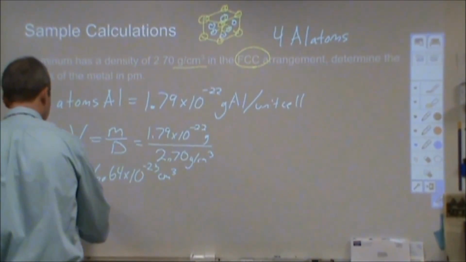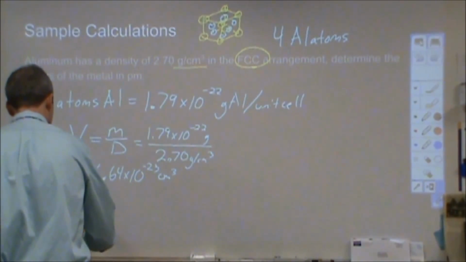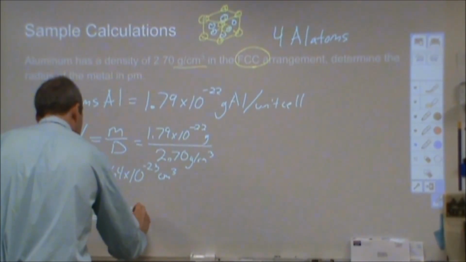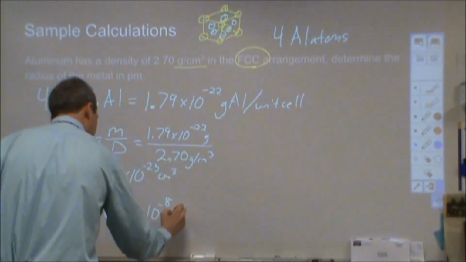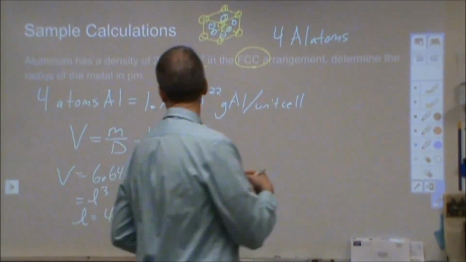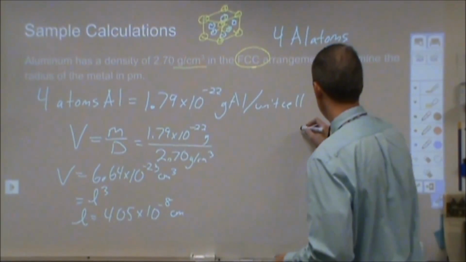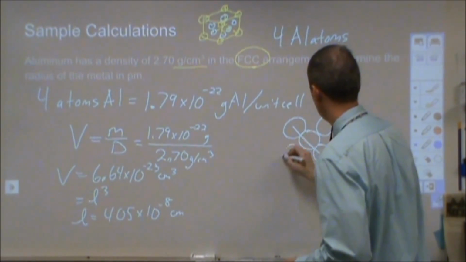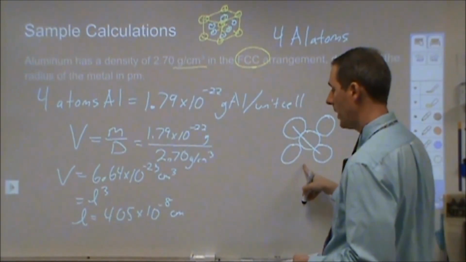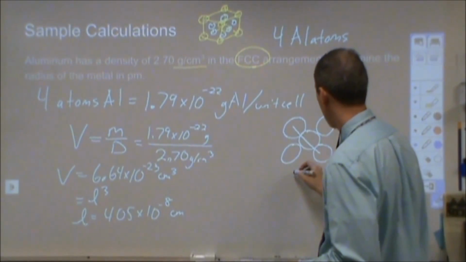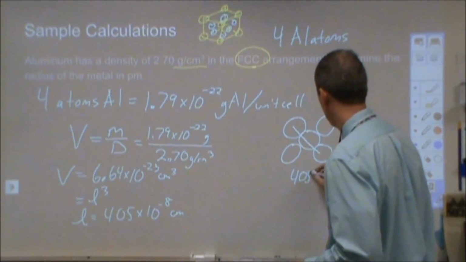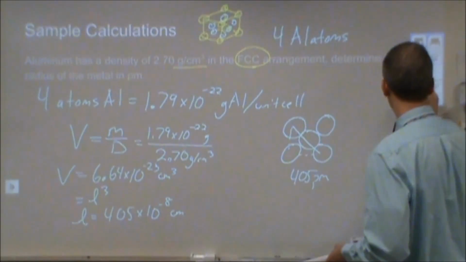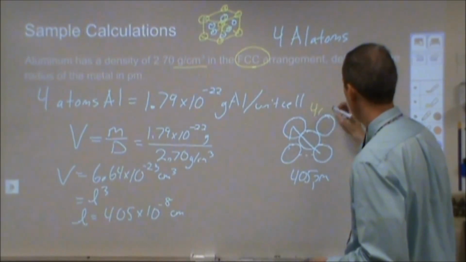So the volume of the cube is equal to length cubed, so we can find our length from that. And our length is 4.05 times 10 to the negative 8 centimeters. Okay, so now we want to figure out what's the radius. So for our face-centered cubic, keep in mind that we're looking at this diagonal across the face. It looks like this. So we know the length here is essentially 405 picometers. It's from here to here and from here to here. So we want to know what this is. Now this is 4 times the radius.